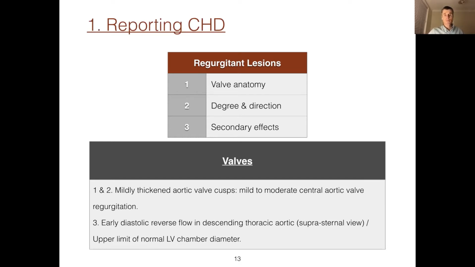Well, you want to indicate whether you've noticed any downstream effects like early diastolic reverse flow in the descending thoracic aorta imaged by suprasternal imaging, and whether there's been any dilatation of the left ventricle as well.